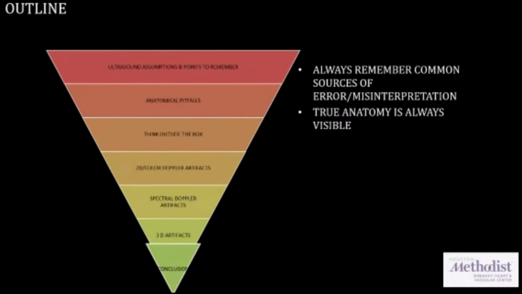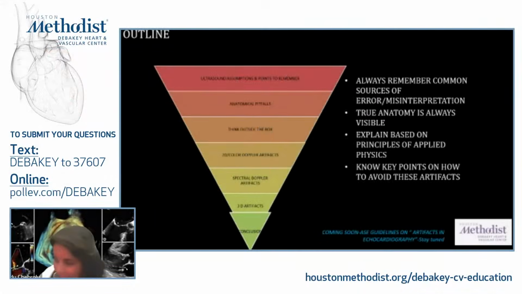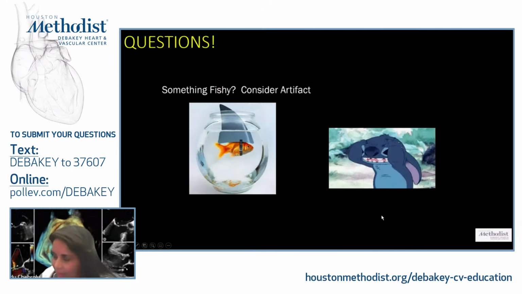All right, finally, I do want to conclude saying always remember common sources of error and misinterpretation. True anatomy is always visible, and explain based on principles of ultrasound physics. And finally, know key points on how to avoid these artifacts, right? And stay tuned, we do have ASE guidelines coming up on this topic as well.